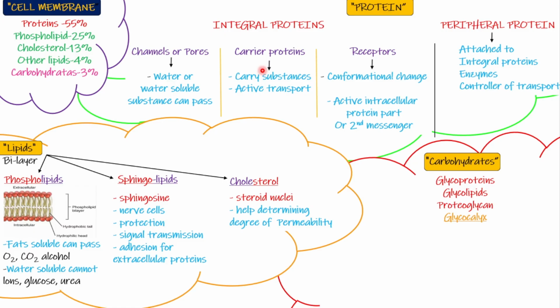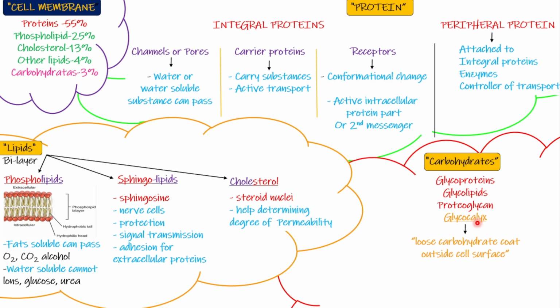Now these carbohydrates are not present separately. They are present attached to the proteins or the lipids. When they are attached to proteins, they form glycoproteins or proteoglycans. And when they are attached to lipids, they form glycolipids. Now what is glycocalyx? One of the very famous things usually asked in exams is glycocalyx. Glycocalyx is basically a loose carbohydrate coat outside the cell surface.